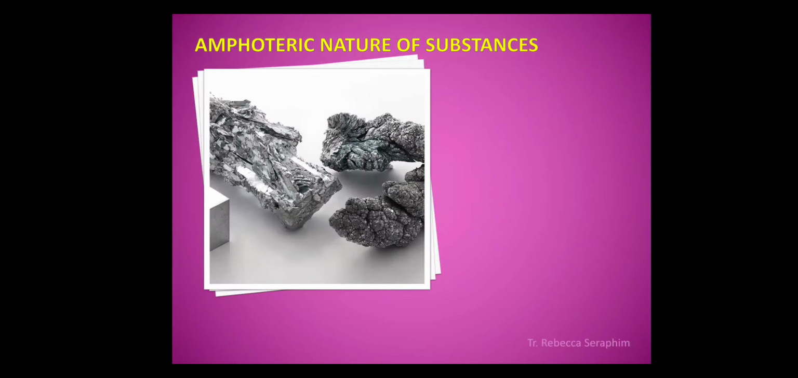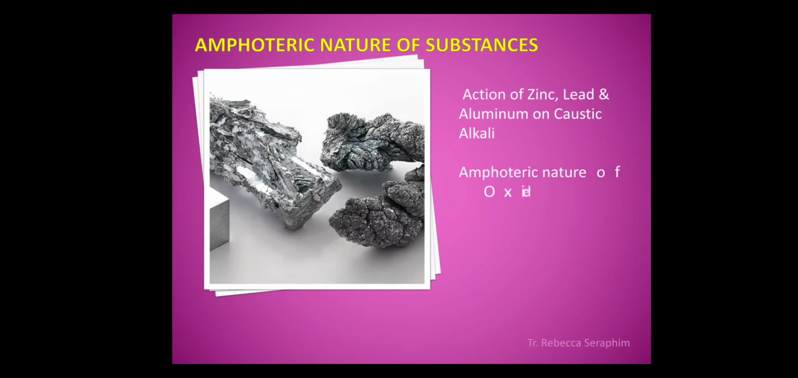So in this session today, we have seen the amphoteric nature of substances. First thing, we have seen the action of zinc, lead and aluminium on caustic alkali, that is sodium hydroxide and potassium hydroxide. Then we have seen the amphoteric nature of the oxides of zinc, lead and aluminium. That is, we have seen the amphoteric nature of zinc oxide, lead oxide and aluminium oxide. And we have also seen the amphoteric nature of the hydroxides of zinc, lead and aluminium. So this completes our chapter Analytical Chemistry.